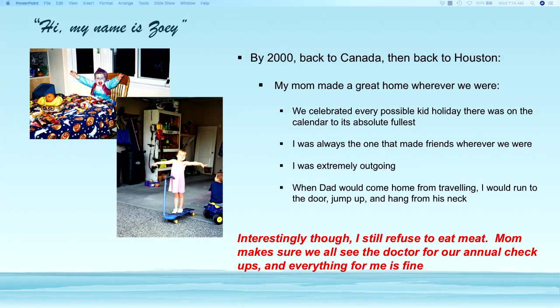Interestingly, though, in 2000, I still would refuse to eat meat. And although Mom makes sure we go to our wellness checks every year, everything's fine. There are no issues. But, of course, there's starting to be a frustration with my parents, especially my dad, with my unwillingness to eat any meat in my diet.